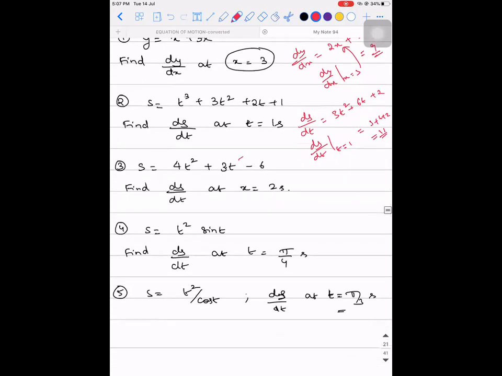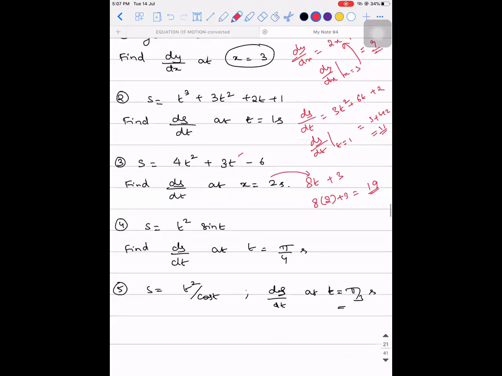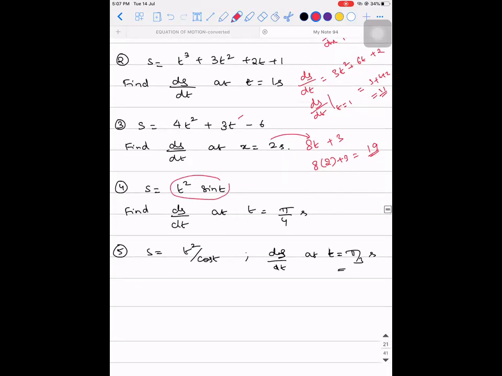So s is equal to 4t square plus 3t minus 6. So the derivative will be 8t plus 3. So 8 into, in the place of t we need to substitute 2. So what will you get? 19. So the next one is the derivative of t square sin t.